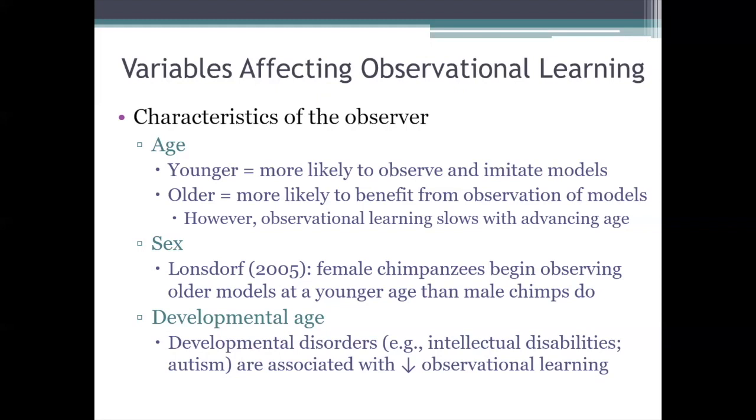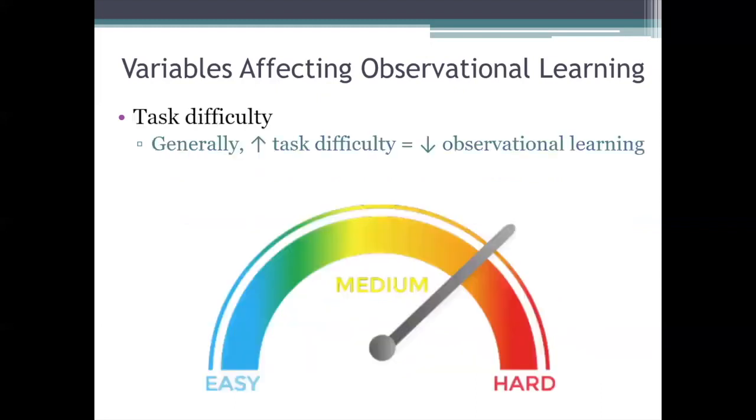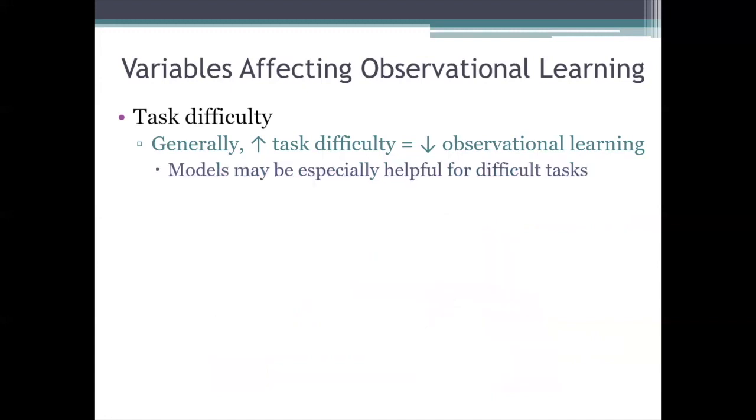So, it matters who the model is. It matters who the observer is. And obviously, it also matters how difficult the task being learned is. In general, the harder that task is, the less likely it is that you're going to be able to learn how to do it just by watching someone else do it. So, easy tasks can be learned through observation much more readily than difficult tasks can. And that's pretty intuitive. But an interesting finding here in the research on task difficulty is that models may be especially helpful for learning more difficult tasks through observation, and they may be less helpful for learning less difficult tasks.